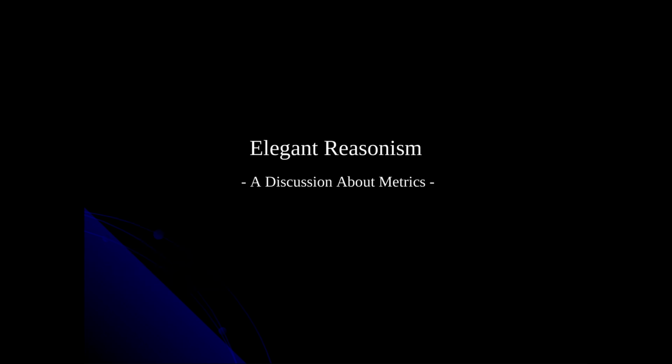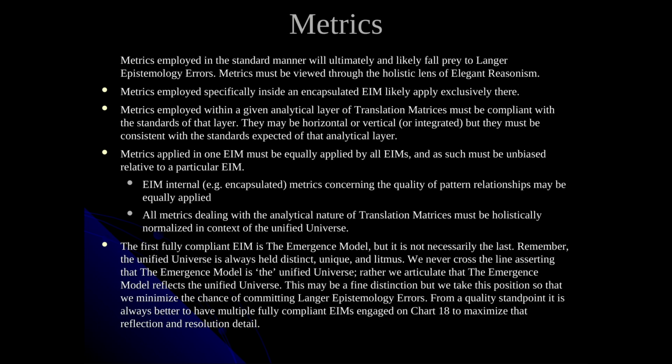So let's talk about metrics in terms of how we measure effectiveness across the elegant reasonism process as they relate to the decision checkpoint flowchart. There are two kinds of metrics essentially in elegant reasonism, but the caution is that metrics employed in a standard manner will ultimately and likely fall prey to Langer epistemology errors. Metrics need to be viewed through the holistic lens of elegant reasonism, and when we do that, we find that there are two different kinds of metrics.